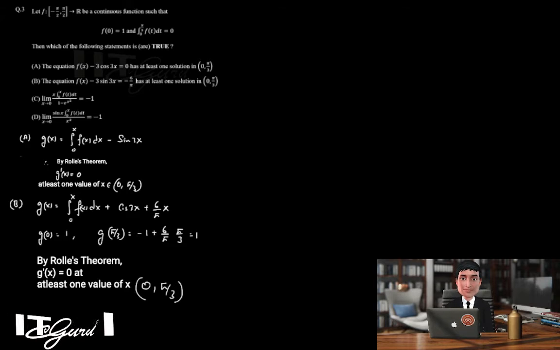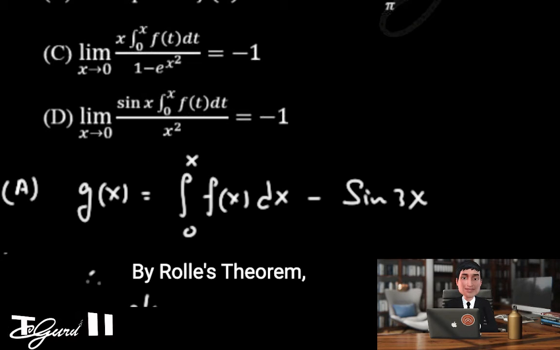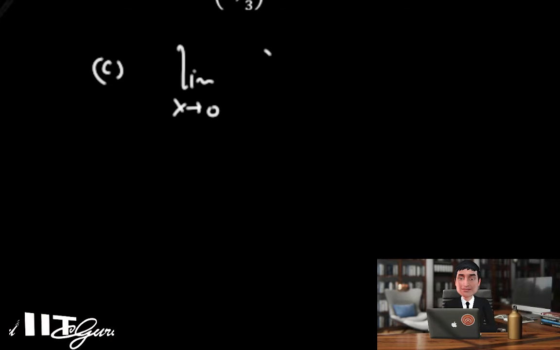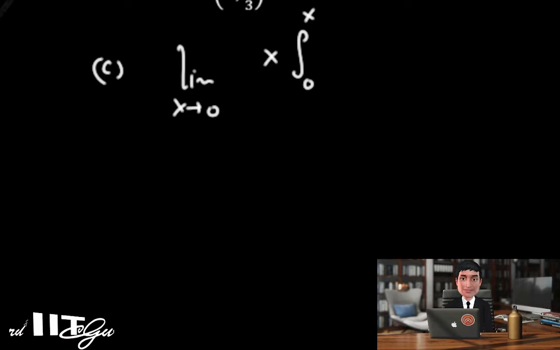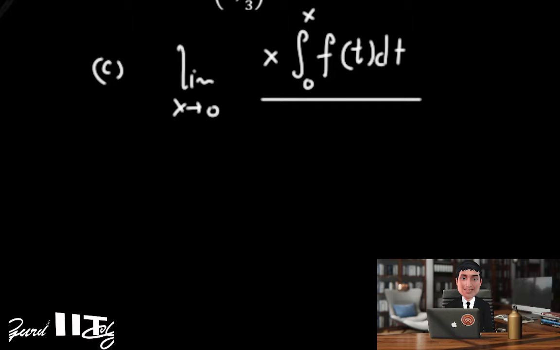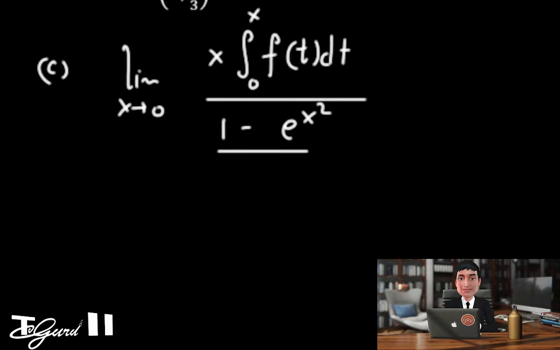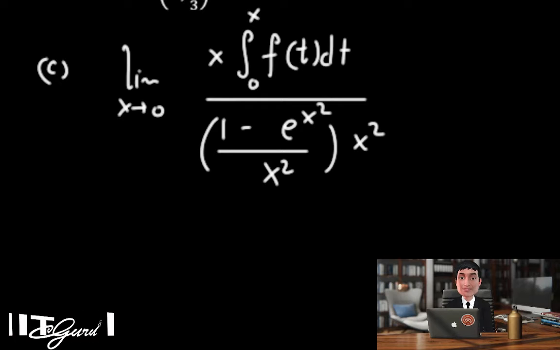Now check for C option. As we think for C option, that here is limit x tends to 0, x integral f(t) dt and 1 minus e to the power minus x square. So let's go for C option. So limit x tends to 0, x into integral of 0 to x, that is f(t) dt, and the result is 1 minus e to the power minus x square. Here we will divide and multiply with x square, so that we can manage this result x square, and this result will go like this way.